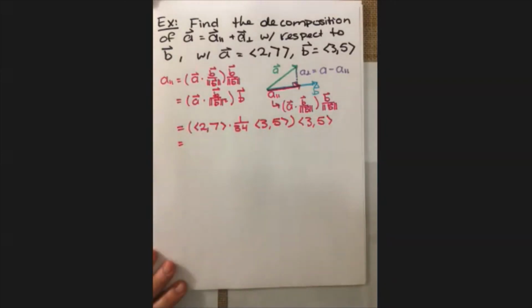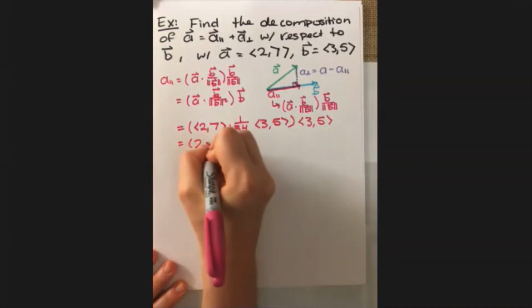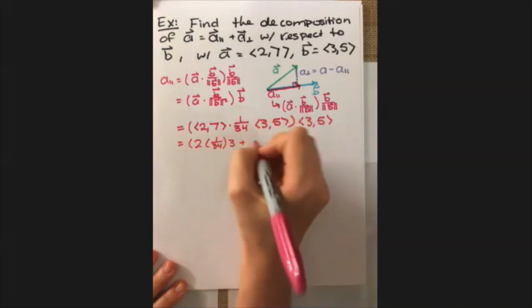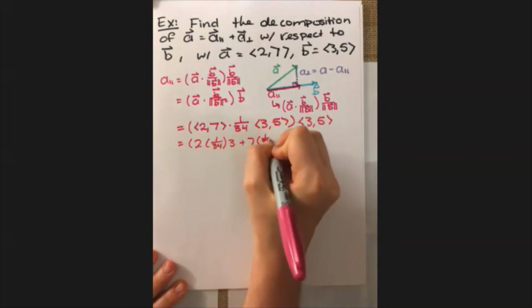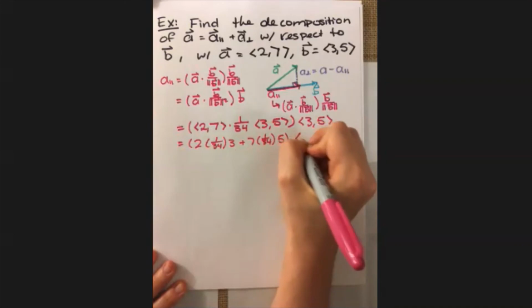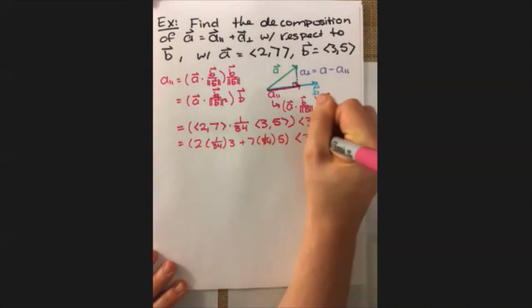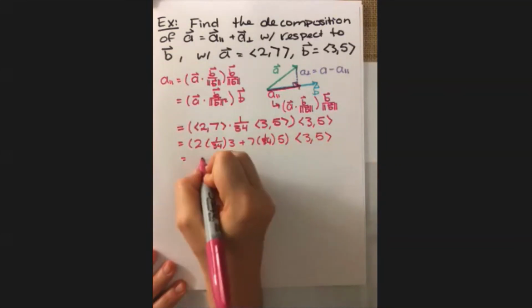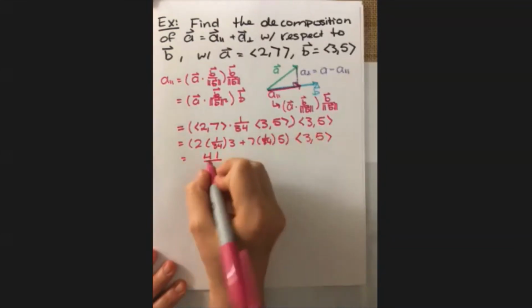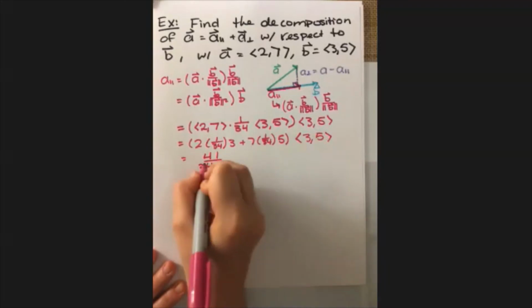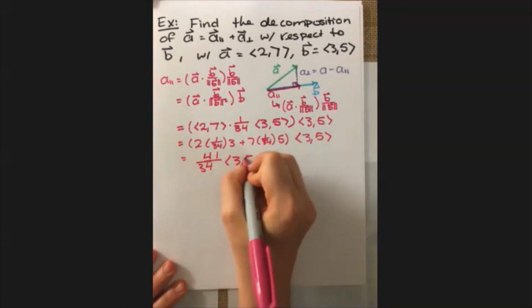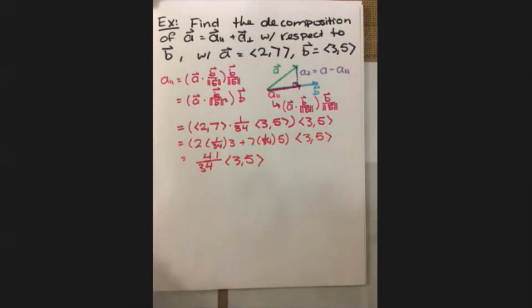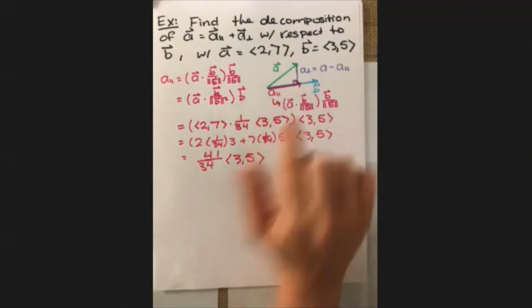For that dot product, what we're going to wind up with is 2 times 1 over 34 times 3, plus 7 times 1 over 34 times 5, times the vector 3, 5. I'm just going to leave all of this added together, and on the outside of that vector, you're going to get 3, 5 scaled by 41 over 34, like so. So that's our parallel, or that projected piece right there.